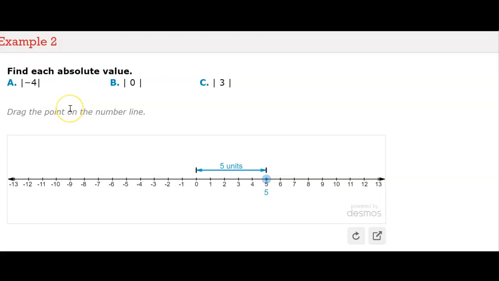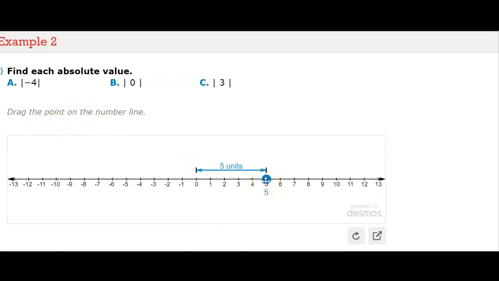Find each absolute value. Part A, absolute value of negative 4. Part B, absolute value of 0. Part C, absolute value of 3. Drag the point on the number line.